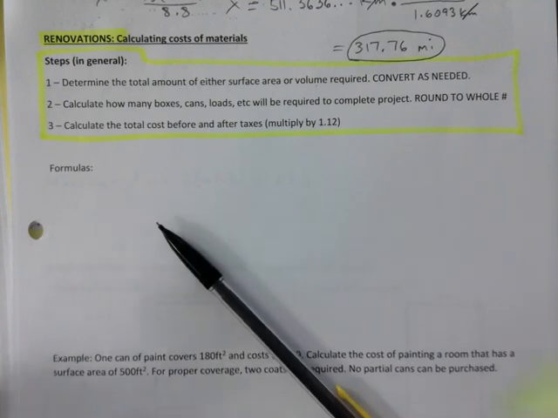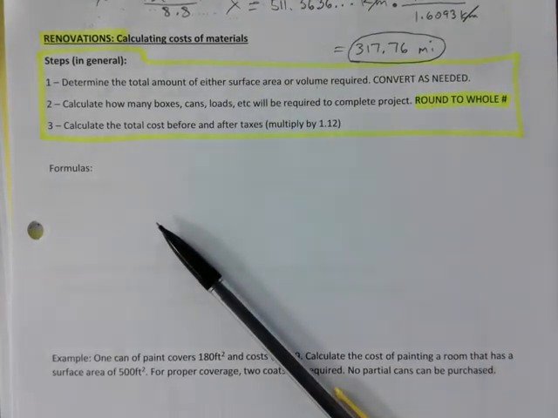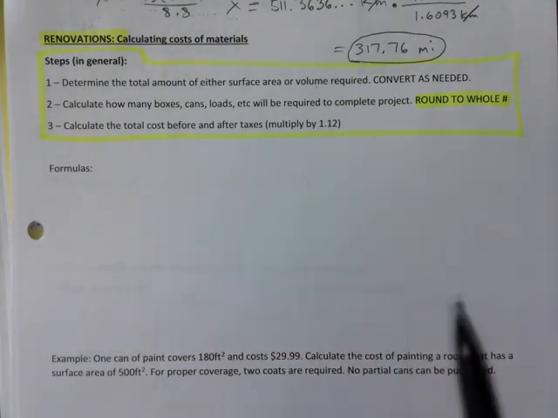Watch what it says here at the end. What does it say? Once you know how many you need, round to a whole number. And we always round up here, right? So if you need 2.3 loads of gravel, you're going to order 3. They won't charge you 0.3 of a load, they'll charge you for the next whole load.